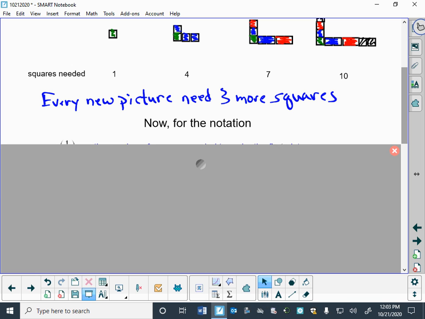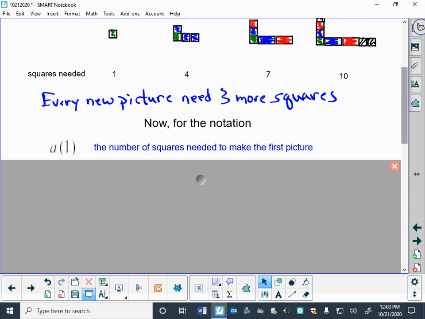Okay. So what is that in terms of the notation? The first piece of notation we're going to introduce is A of 1. A of 1 stands for the number of squares that we need to make the first picture. This 1 in here is not the 1 square. The 1 in here is the picture number 1.